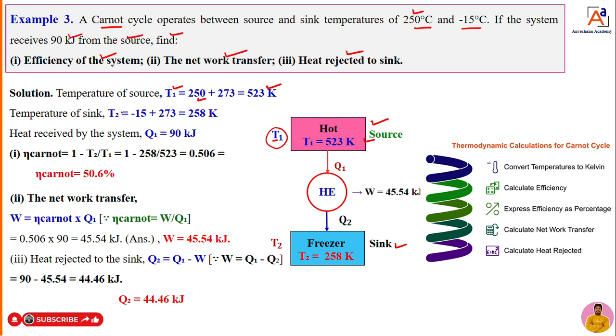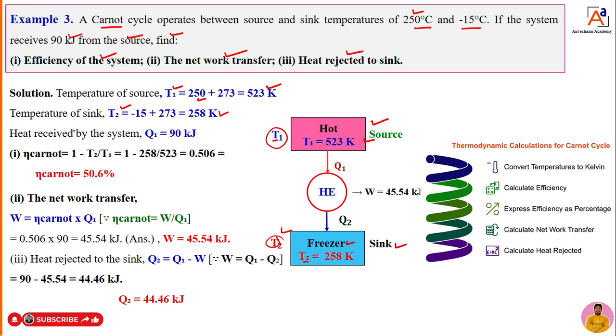Then T2, the temperature at the heat sink. That heat sink is nothing but a freezer here, because the temperature of the heat sink is minus 15 degrees Celsius. What is the temperature of that heat sink? It is represented as T2. T2 is equal to minus 15 plus 273, which becomes 258 Kelvin. Therefore the temperature at the freezer side, the sink side, is T2 equal to 258 Kelvin.